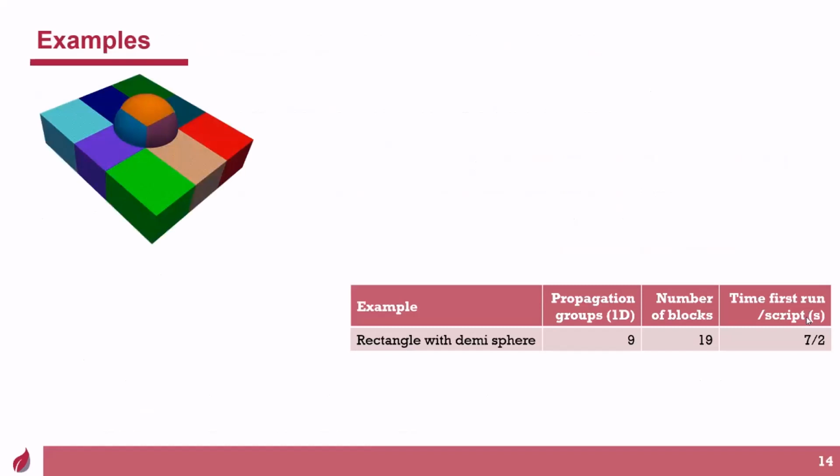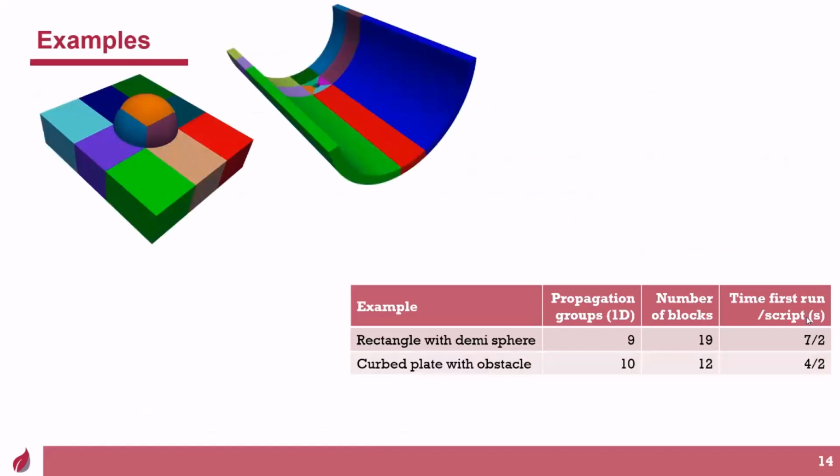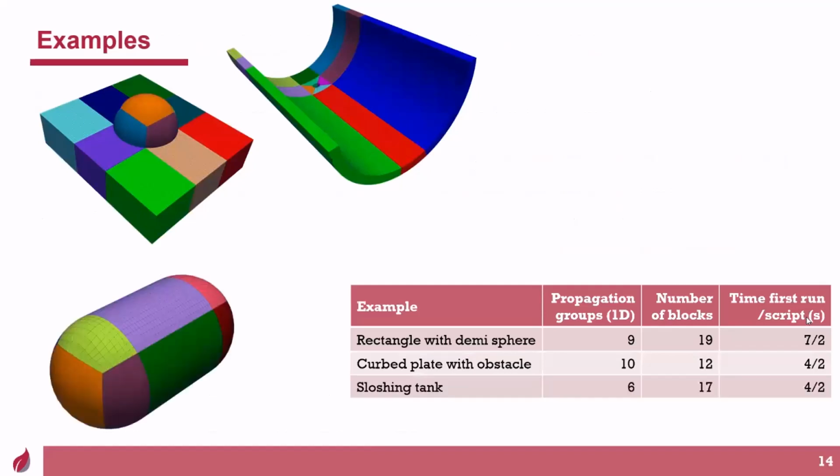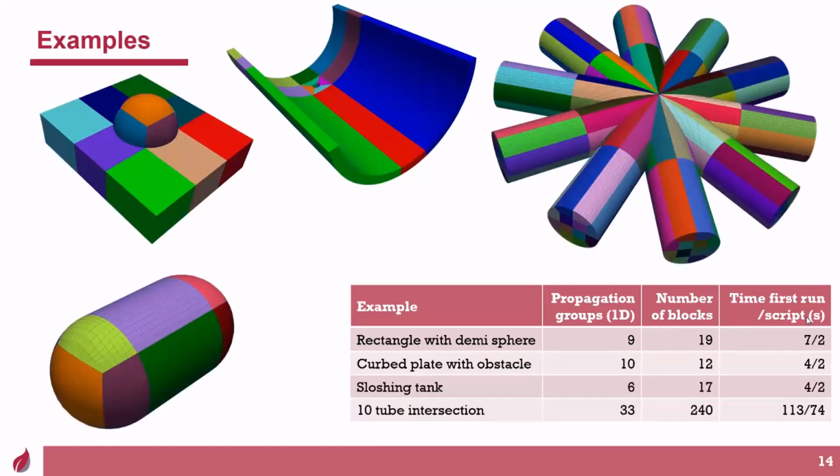So some examples: a rectangle with a hemisphere, a curved plate with an obstacle, a sloshing tank, a 10-tube intersection. This one, I know that the blocking is not great. It was only to test the different capabilities of my code. You can see on the right of the table the time it's going to take to run the geometry. So the first time it's going to take some seconds, and when rerunning the dump script, it's going to take way less.